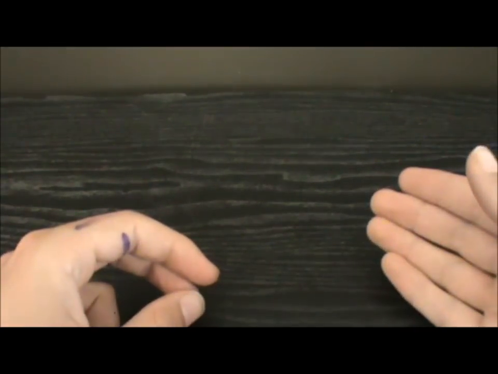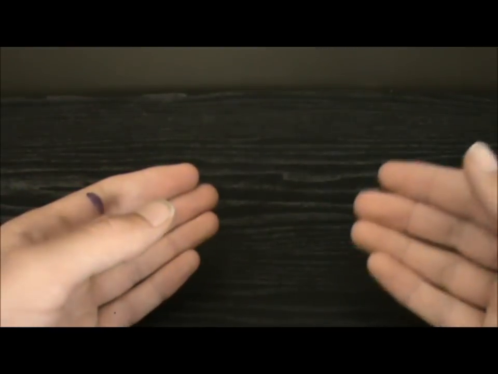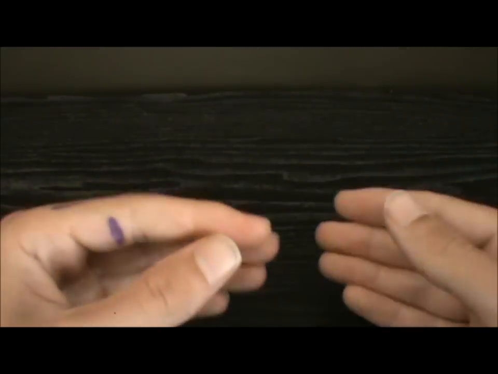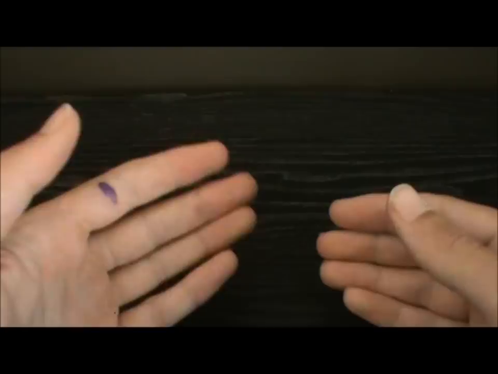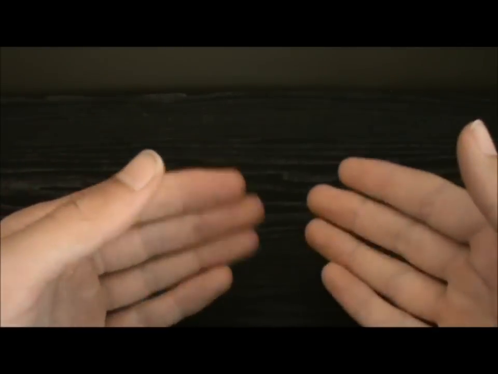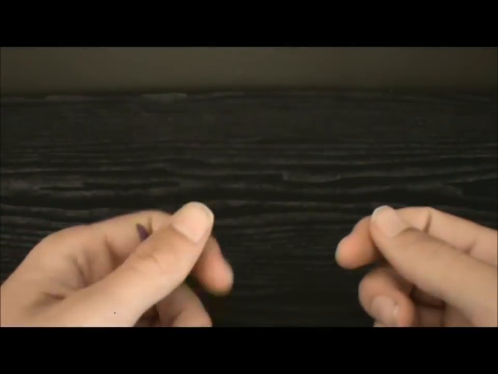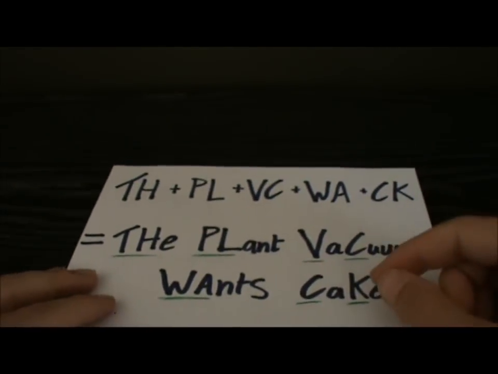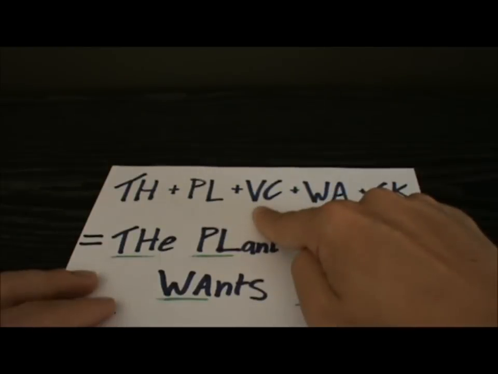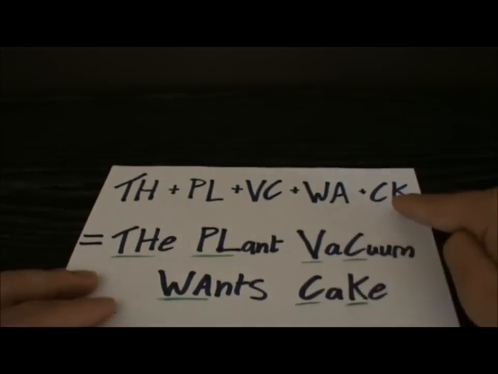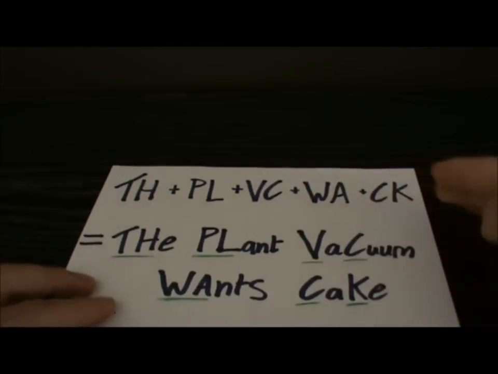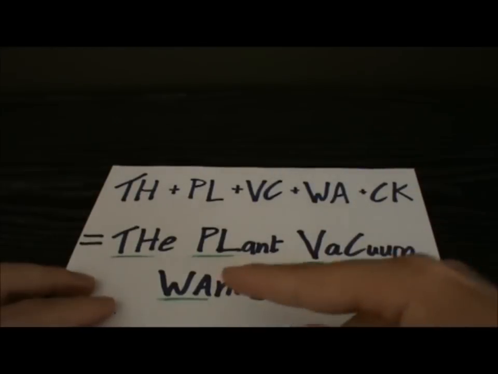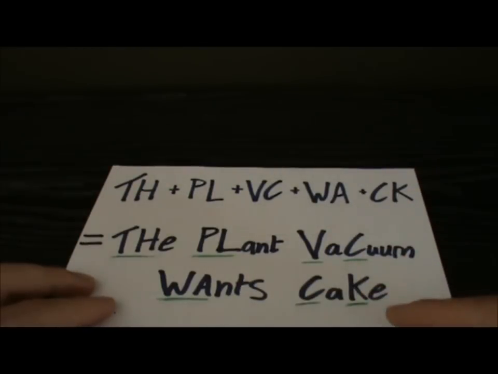You can also pair letters to make sentences. This is done by pairing letters into words, names, or sounds, and then linking the pairs together to make a relatively coherent sentence. Here's an example. Here I have 5 letter pairs: TH, PL, VC, WA, and CK. From that memo, I've constructed the sentence, "The plant vacuum wants cake."